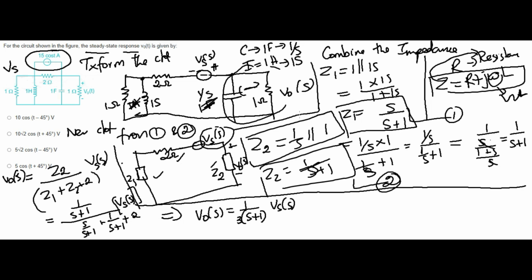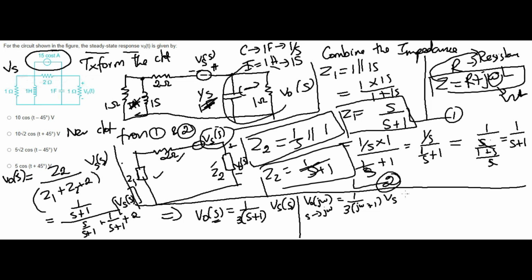Now listen to me. For the steady state, what I'm going to do is, I'm just writing very closely. For the steady state, V naught of j omega, that is equal to, listen, 1 divided by 3 into, I'm going to replace s by j omega. So j omega plus 1. Don't forget j omega plus 1 into Vs.